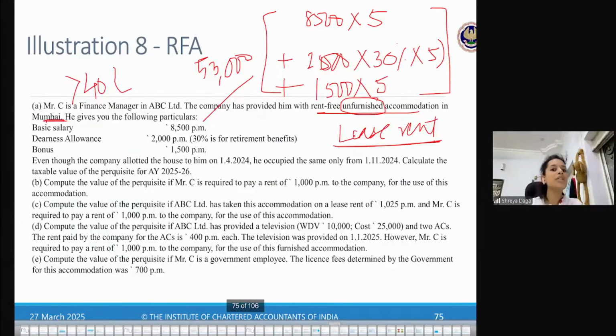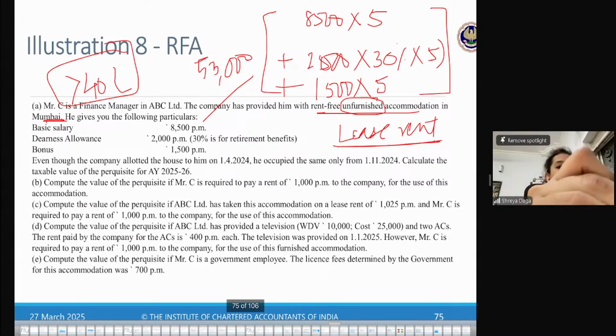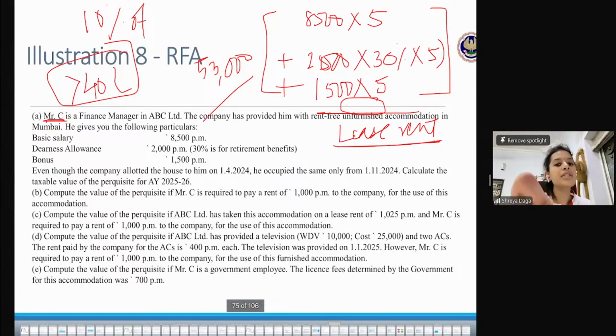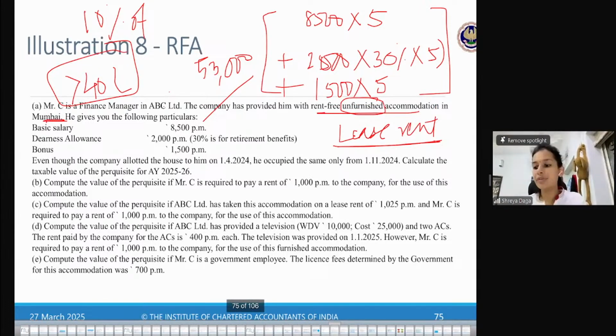That means you need to first check the city's population, which is more than 40 lakhs. And then you need to calculate 10% of salary, which you have determined like this. So 10% of 53,000, which is 5,300. Okay. So is the value of 5,300 okay for you all? You have all derived 5,300. That completely solves your part A. Part A answer is 5,300.